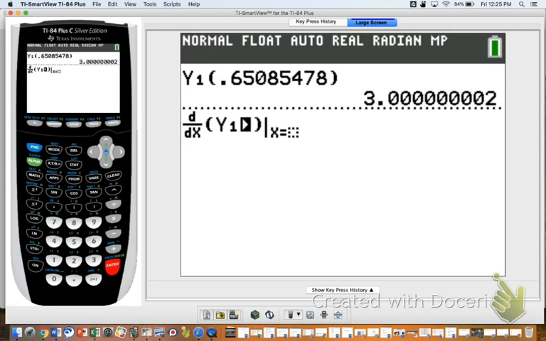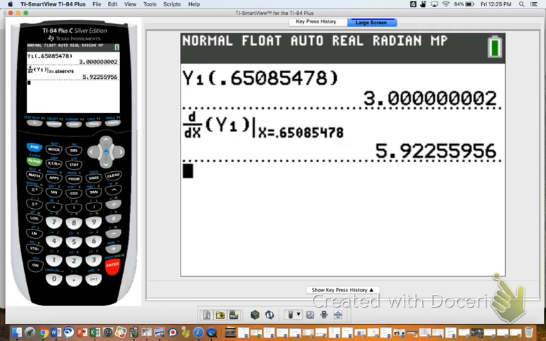and where do I want to evaluate this derivative? At the 0.65 number, yep. So this is taking the derivative of a velocity function, which will give me an acceleration function, at 0.65085478. And I got that. Did you guys get the same thing? So I would say acceleration at that 0.6508 equals 5.9225-ish.